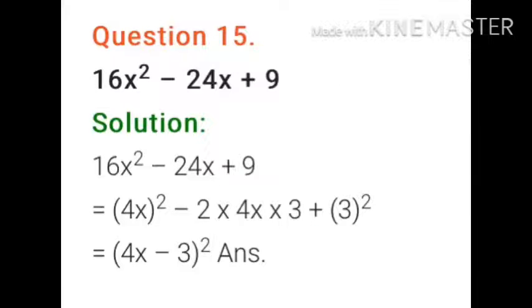Now the question number 15, 16x square minus 24x plus 9, and now the squaring numbers are 16x square and 9. So we have to write like this, 4x whole square minus 2 multiplied by 4x times 3 plus 3 whole square, according to the identity, which is equal to 4x minus 3 whole square, and we have to write twice 4x minus 3.